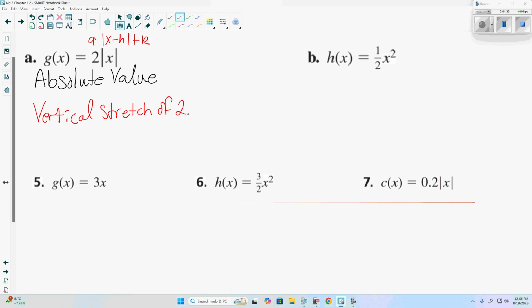Now, is that value negative? Is that 2 negative? No, so there's not a reflection across the x-axis. Because when we have a value there for a, if it's negative, it tells us it's a reflection. The number itself tells us if there's a stretch or shrink. Also, for stretch and shrink, that number has to be different than 1. 1 tells us nothing. It's not changing anything.